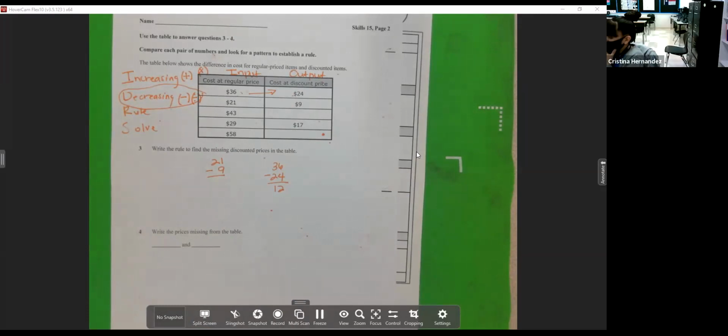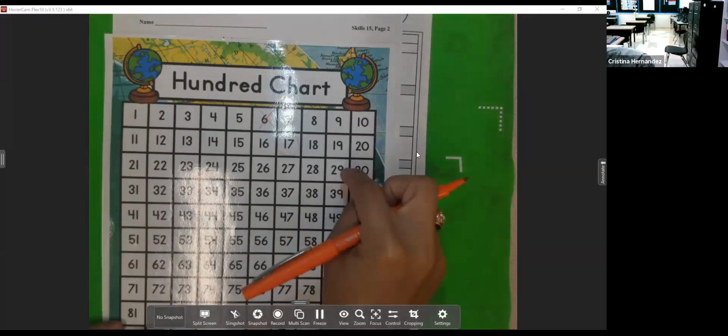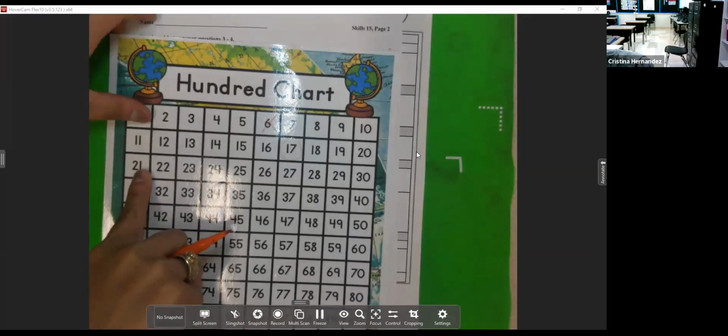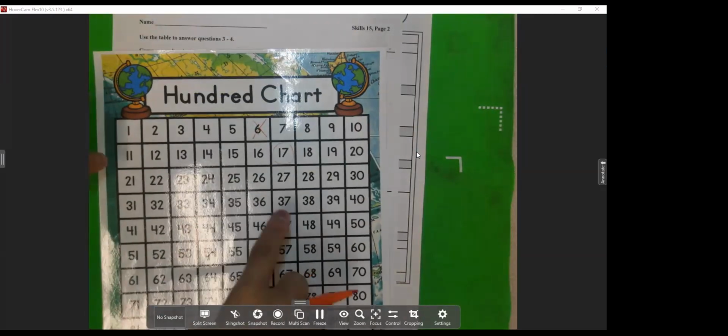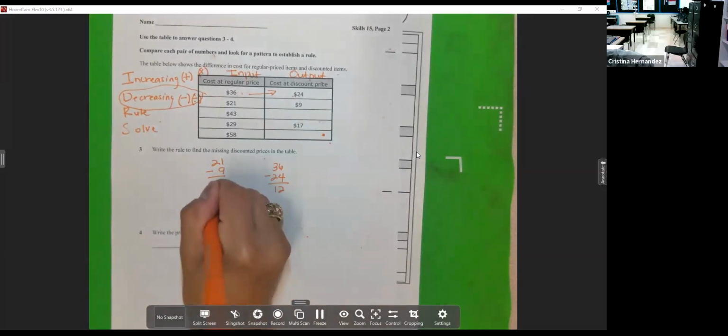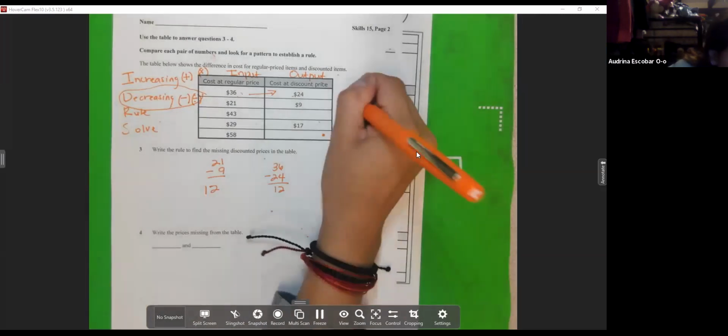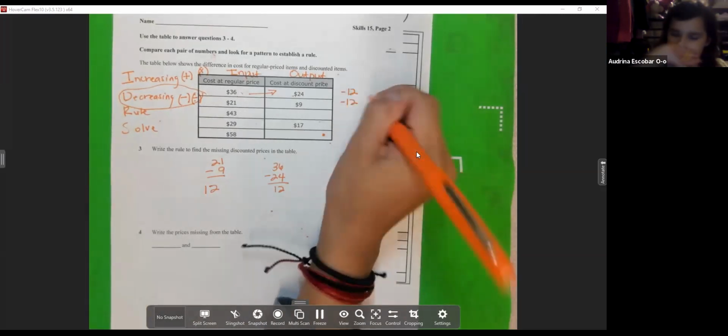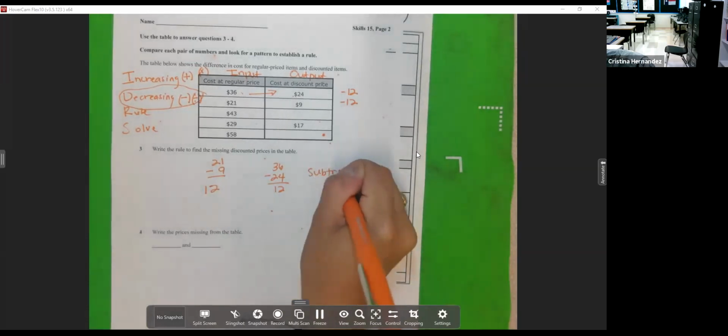21 minus 9 equals 11. Are you sure? Try again. You're close. Neiman chart. 21, and then what is it? Minus 9? 12. So what is our rule here? Minus 12. Okay, so I guess subtract.